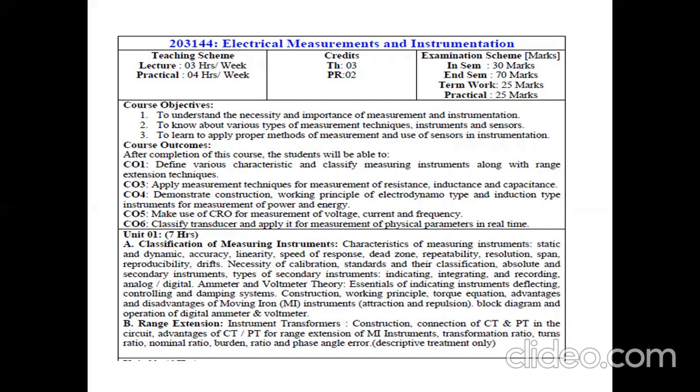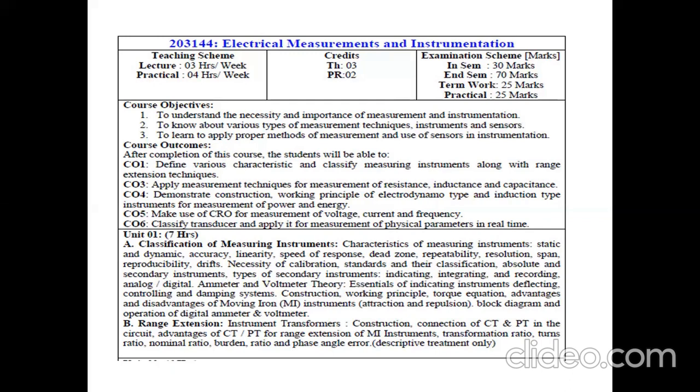Again, ammeter and voltmeter theory. In that, essentials of indicating instruments: deflecting torque, damping torque and controlling torque, which are used in the measuring instrument. Again, construction, working principle and torque equation, advantages and disadvantages of moving iron instruments, block diagram and operation of digital voltmeter and digital ammeter.